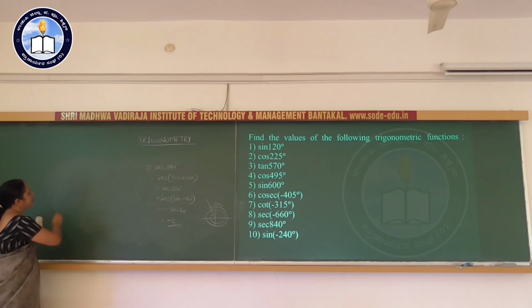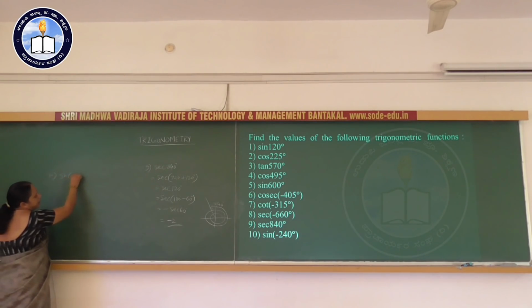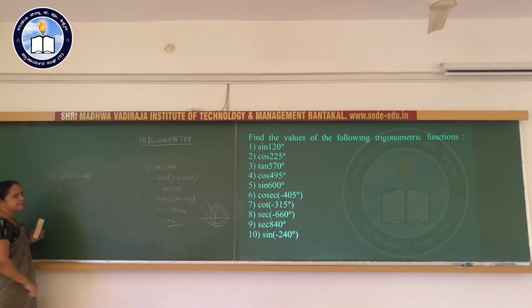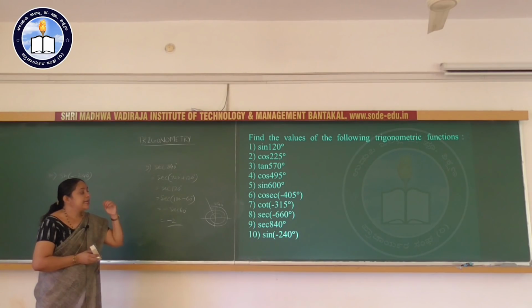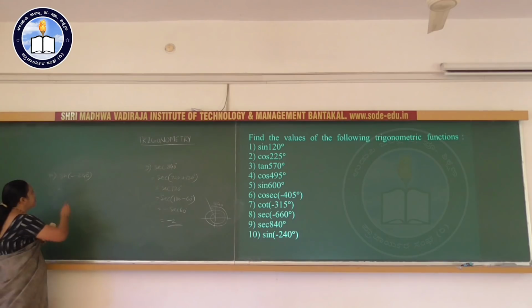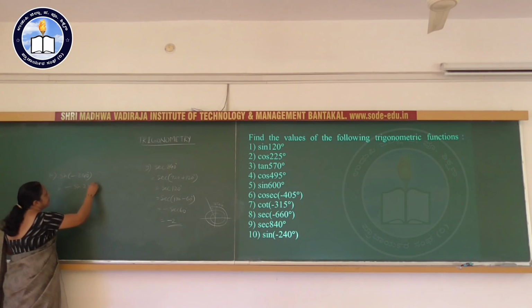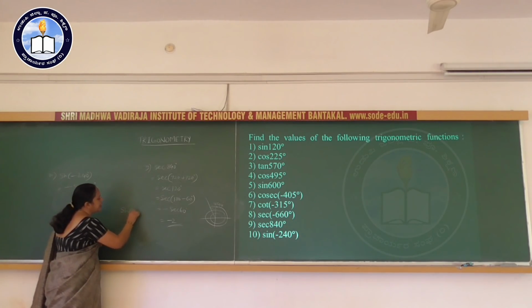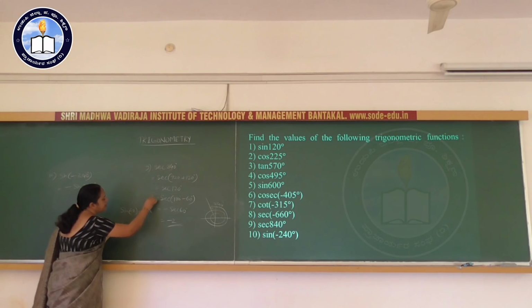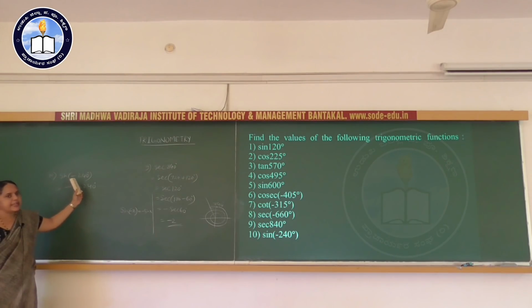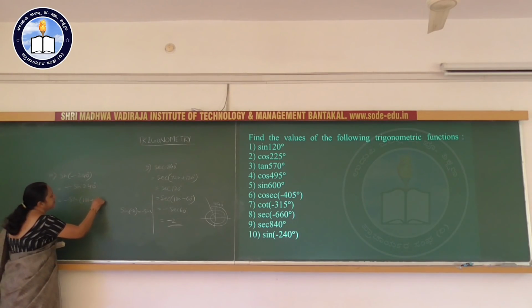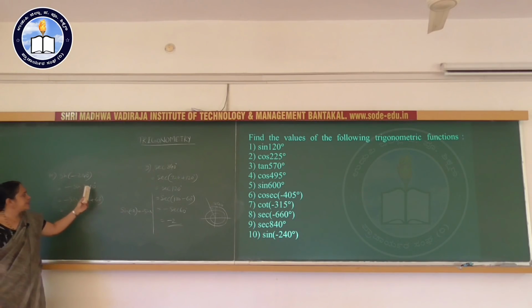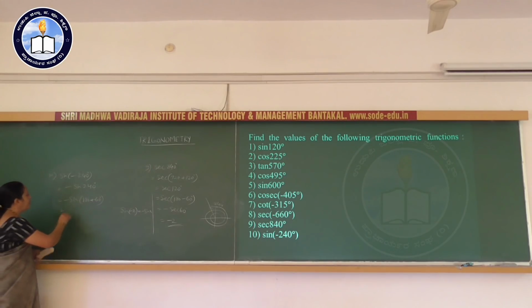Last problem, the 10th problem. To find the value of sine minus 240 degrees. Here we can use the formula. First we can use the result: in general, sine minus x is equal to minus sine x for any x. So here sine minus 240, we can write as minus sine 240. But 240 degrees, we can write as 180 plus 60.